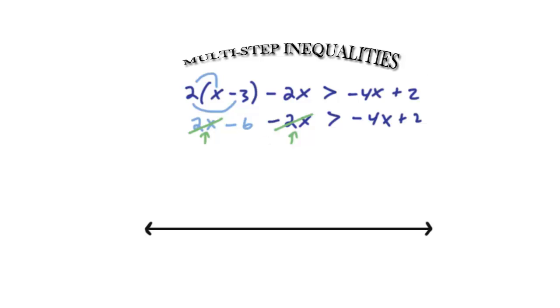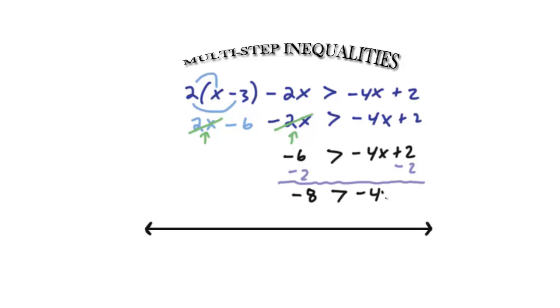Okay, so let's rewrite this. We have a negative 6 here on the left hand side, greater than, and we have a negative 4x plus 2. Let's bring this positive 2 to the left hand side. So we're going to subtract 2 here and subtract 2 here. Let's draw a little line. So now we have negative 8 on the left, and that's a greater than, and we have negative 4x because this positive 2 and negative 2 are gone. They go to 0.